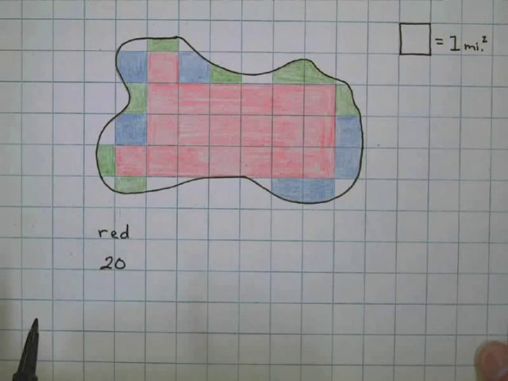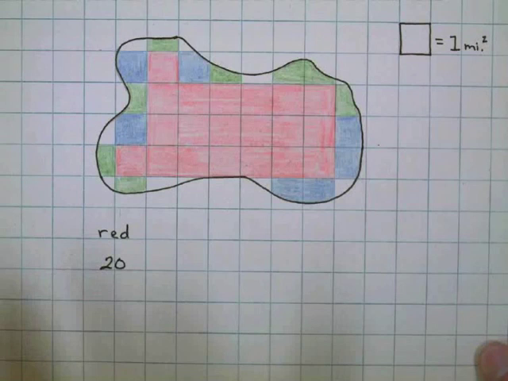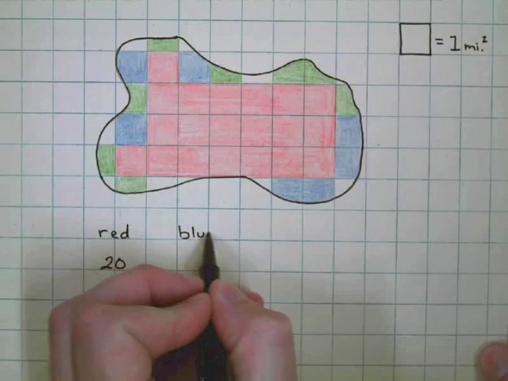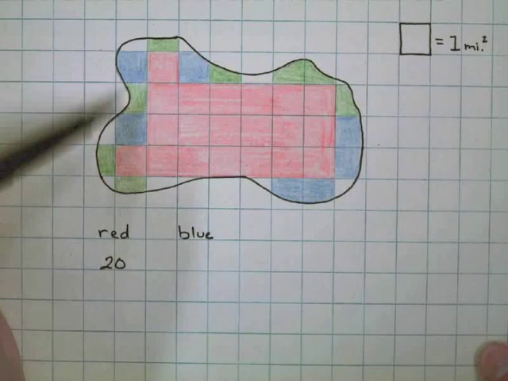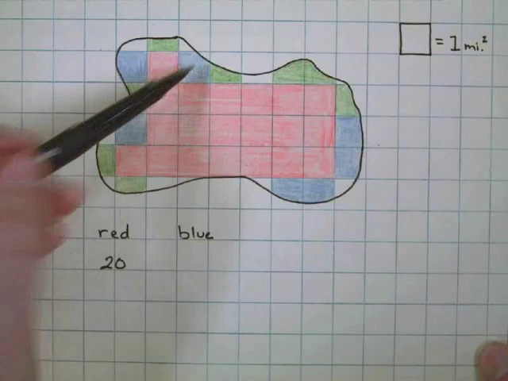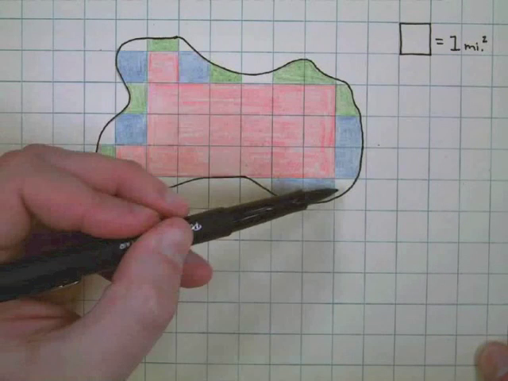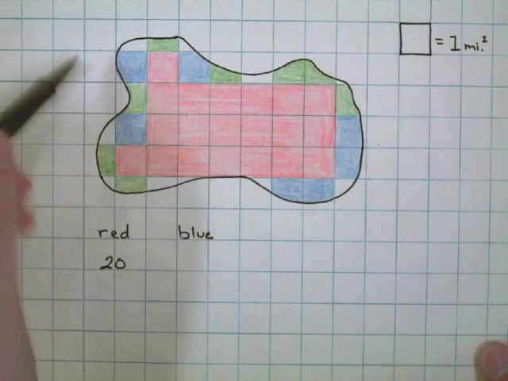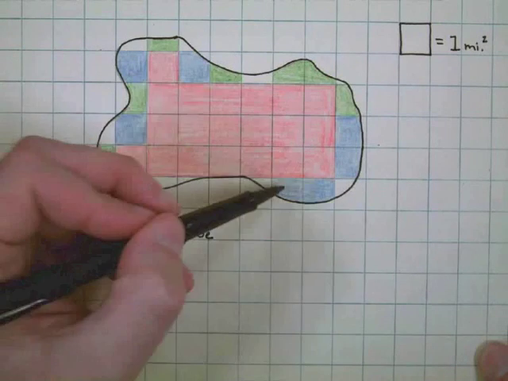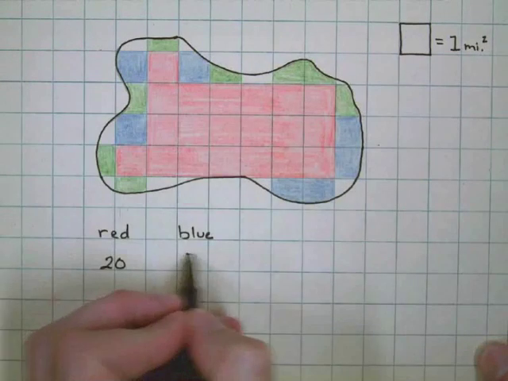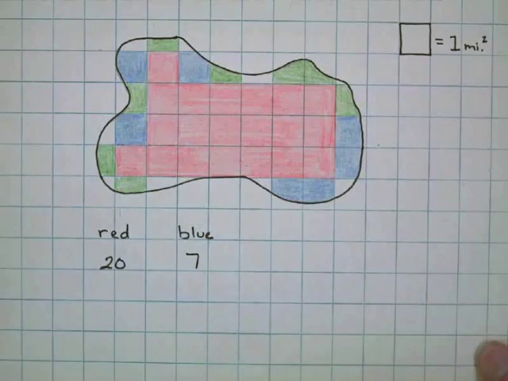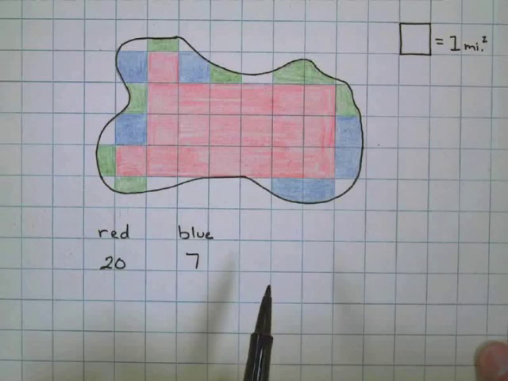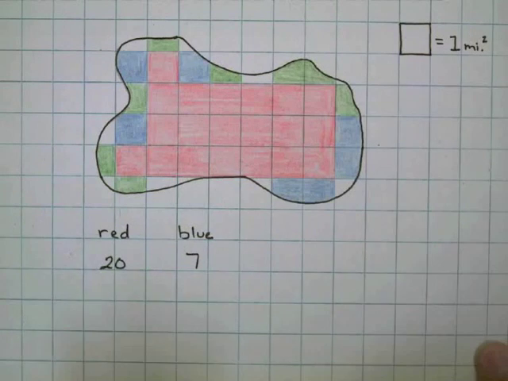Then I looked for squares that were mostly filled in, almost complete, and those I shaded in blue. So these blue ones, they're almost complete. There's just a little bit that's not showing on them. And so I'm going to count those as full squares. 1, 2, 3, 4, 5, 6, 7. I'm counting those as full squares because I'm just estimating. I want an about.